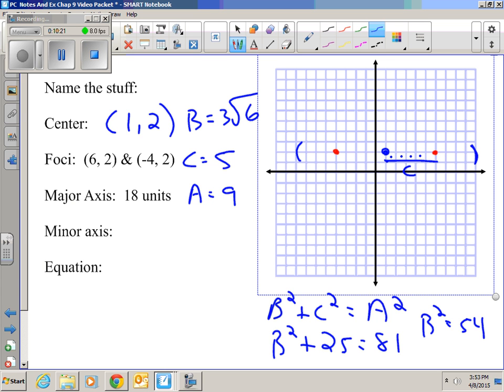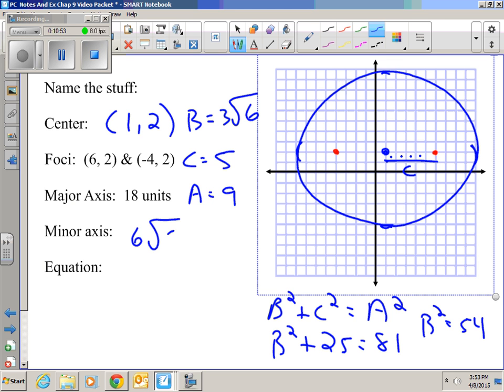Okay, so 3 root 6 is, say, root 54, so that's a little more than 7. So my minor axis is going to go 7 up this way, and 7 down, 2, 4, 6, 7-ish, down. And so my ellipse, if I were to draw it, looks something like this. Not bad if I say so myself. My minor axis is going to be 2 of my b's, which is going to be 6 root 6.